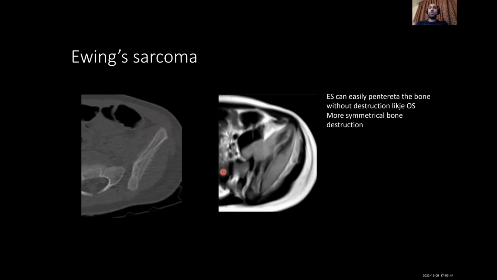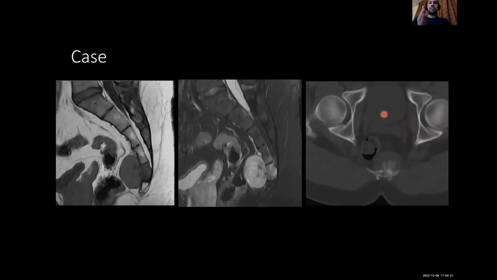Ewing sarcoma: the soft tissue component is large compared to the bone. It is permeative. It starts in the bone, but goes through the pores, making small pores in the bone, and then goes into the soft tissue. So the soft tissue involvement is huge compared to the bone itself, and the degree of bone destruction is not like the osteosarcoma. It is not a destructive bone tumor like osteosarcoma. Okay, that's it.